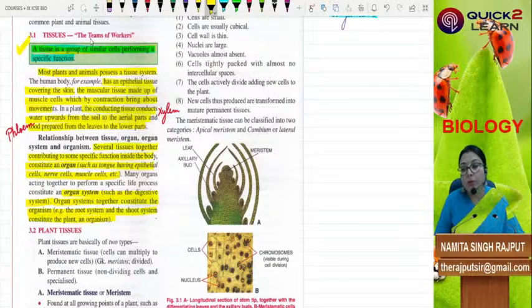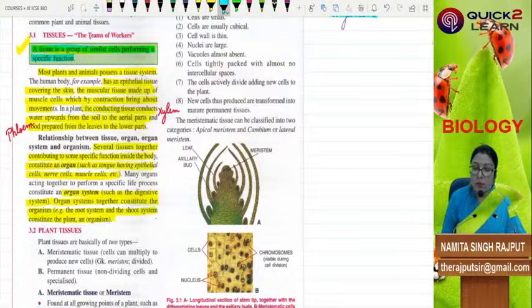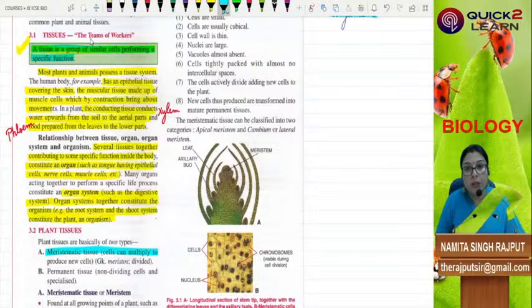Now first we are going to start with the plant tissues. Plant tissues are of two types. All the plant tissues, which are so many in number, can be basically classified into two types: meristematic tissues and permanent tissues.